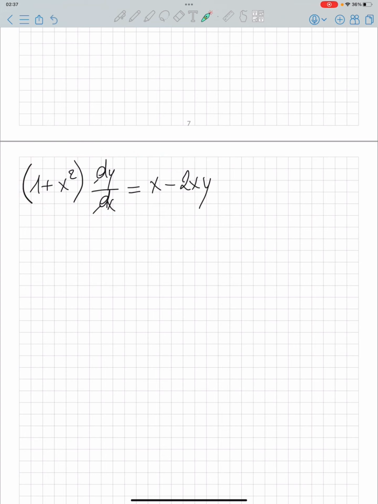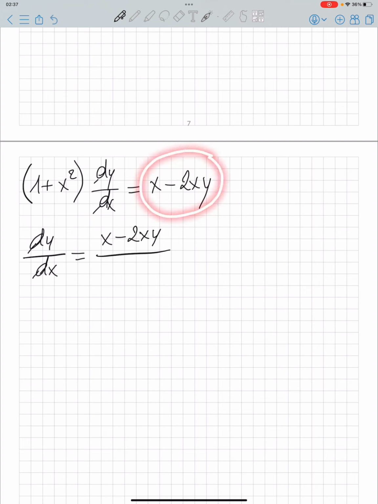So the first thing we want to do is to make sure the coefficient of dy dx is gonna be equal to 1, right? We're gonna divide both sides by this 1 plus x squared, right? So we're gonna have dy dx is equal to x minus 2xy, which is this right hand side, over this 1 plus x squared, right?